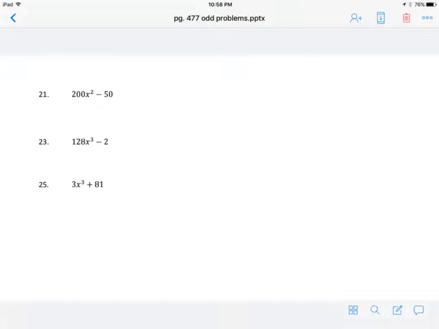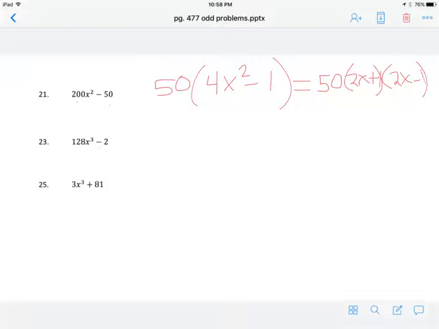Number 21. Okay, this is the first one where you'll notice 200x squared minus 50. 250 both have a common factor there. So go ahead and factor out a 50 first, and it'll be 50 times 4x squared minus 1. Okay, factor out any common factor that all the terms have. Always factor that out first. And then we're going to be able to go 50, and this one is a difference of two perfect squares. So you're going to go 2x plus 1 and 2x minus 1. That's how you would do number 21.